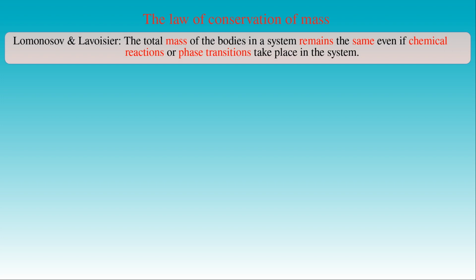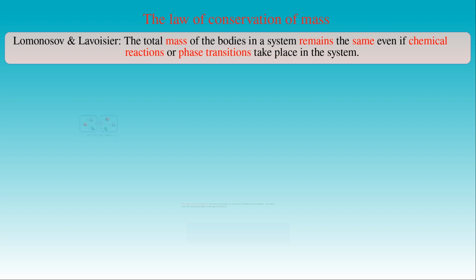The last property of mass we discuss here is extremely important, not only in mechanics but also in all the branches of physics. This property is the conservation of mass. The law of conservation of mass was proven experimentally by Lomonosov in 1756 and by Lavoisier in 1773, and it states the following. The total mass of the bodies in a system remains the same even if chemical reactions or phase transitions take place in the system. This principle claims that the conservation of mass holds in any situation.